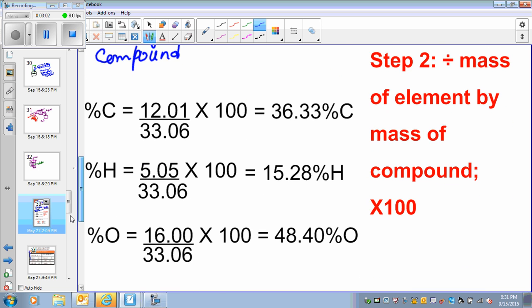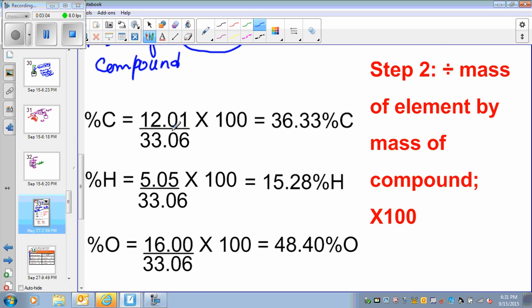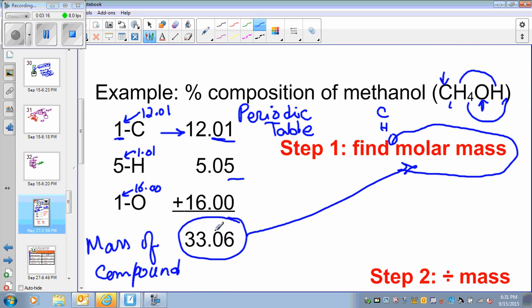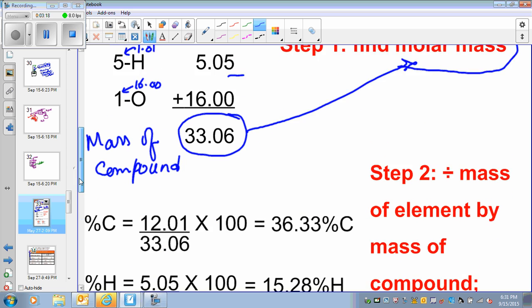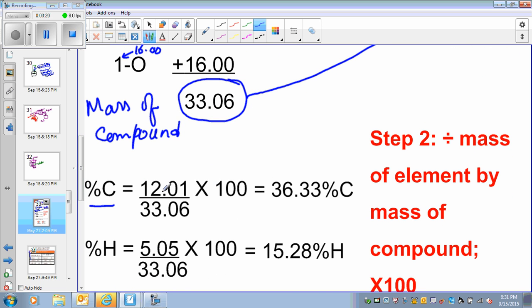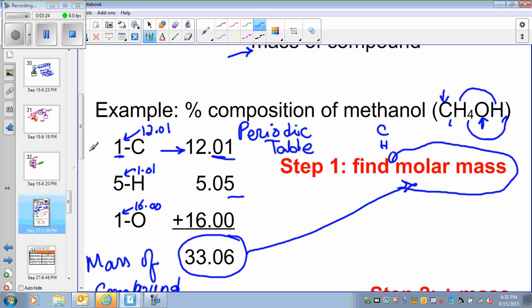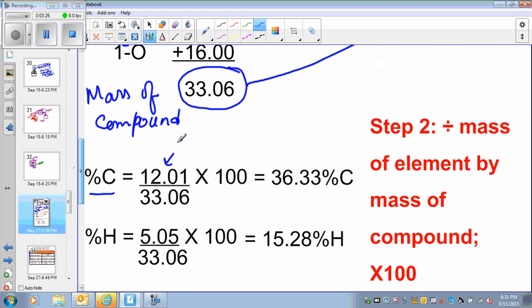The second step is that you take the mass of each element, divide by the molar mass, and multiply by 100. As I said earlier, to calculate the percentage, we take the mass of the element, divide by the total, times 100. So just now we had calculated the total. Now the next step is that I'm going to take the mass of each element. So carbon was 12.01. So I take 12.01 divided by the total mass times 100.